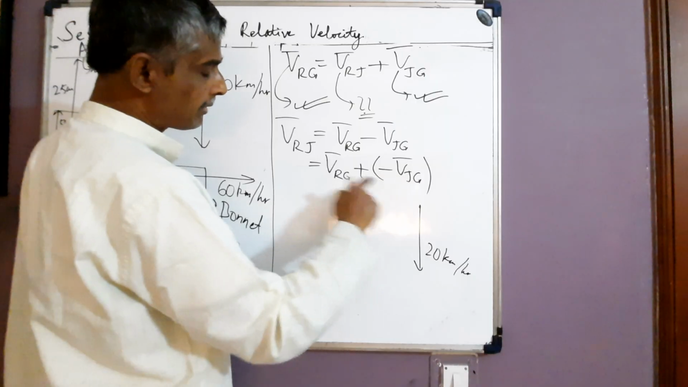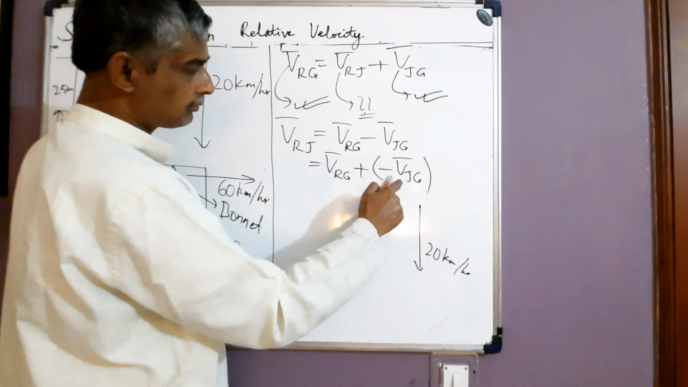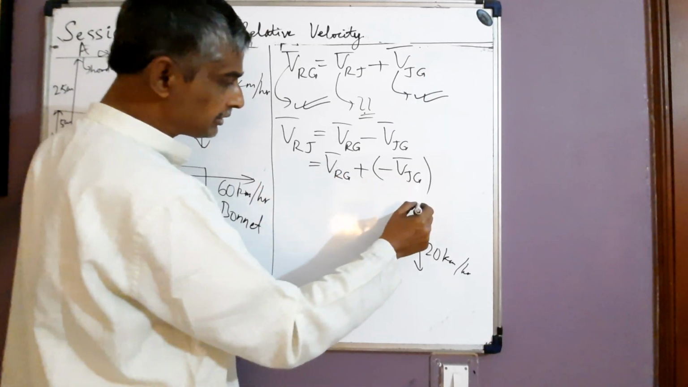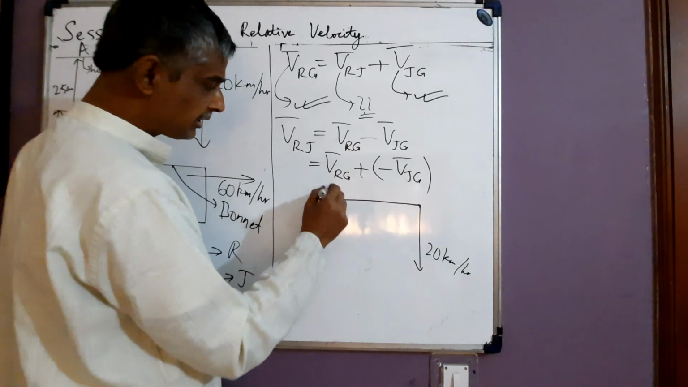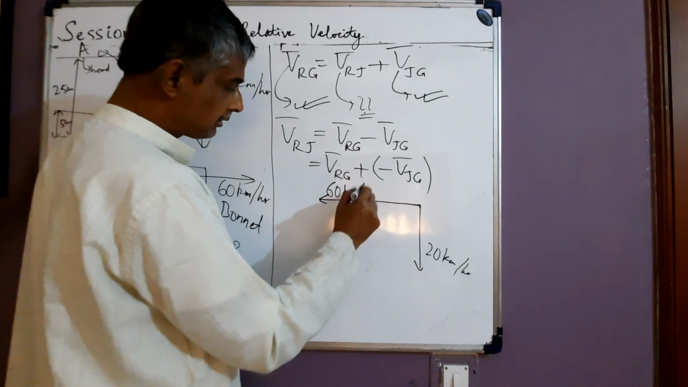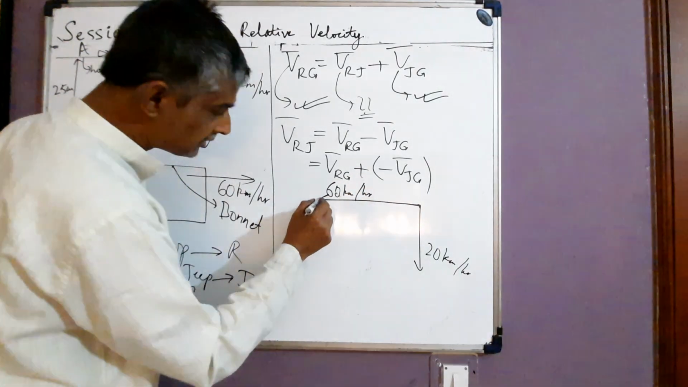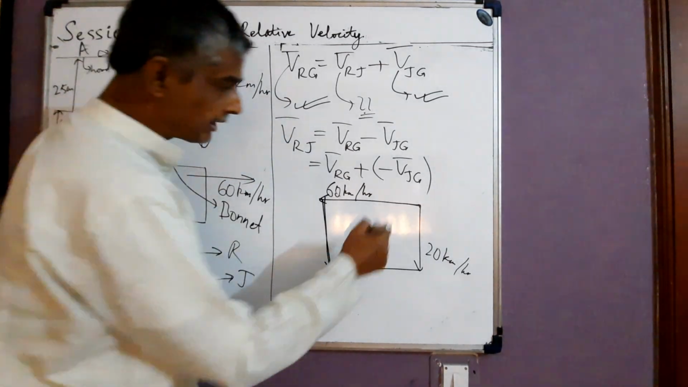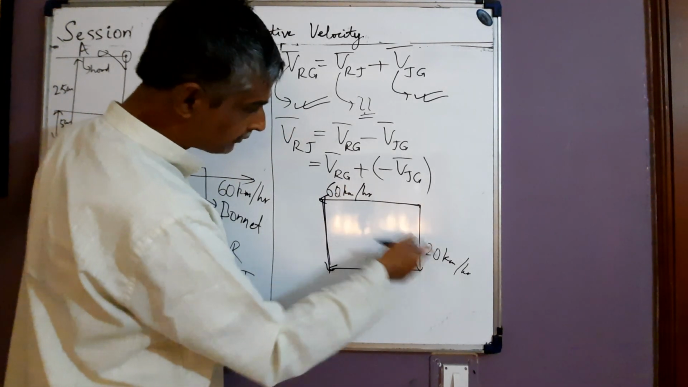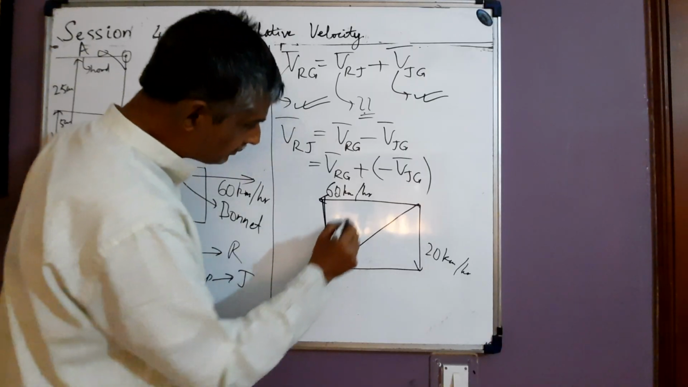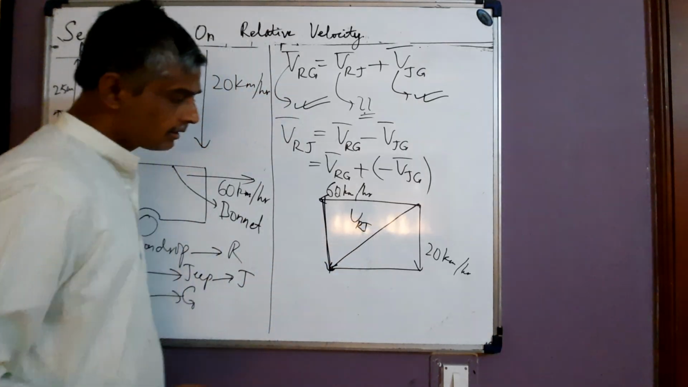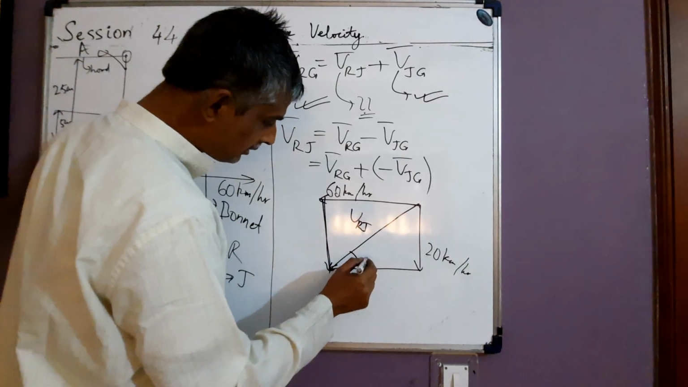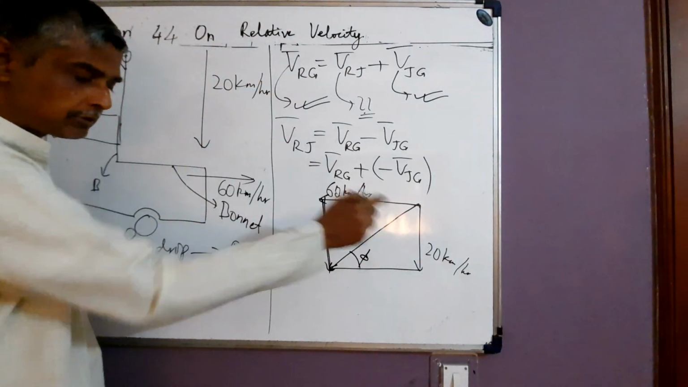So we apply the parallelogram law. For this we make the tails of these two vectors coincident. This is minus VJG, that is 60 km per hour left. Now using these two as adjacent sides, we complete the rectangle. The diagonal through the common tail of these two vectors is the vector VRJ. Suppose it makes an angle of phi with the rightward horizontal.